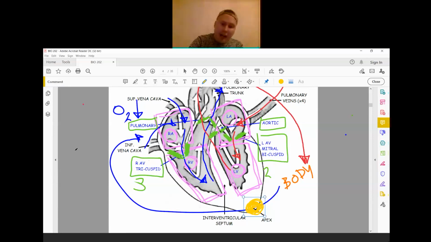You'll notice when we talk about the lungs, they have an apex, which is the sharp part, but it's located somewhere totally different. Another term that I like to ask from the students is this term here, interventricular septum. Septum is a wall of some kind, and when it's interventricular, it's located between the ventricles.